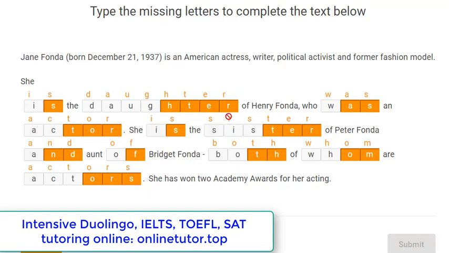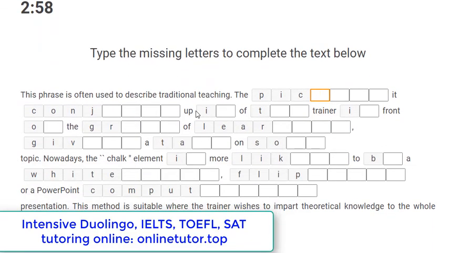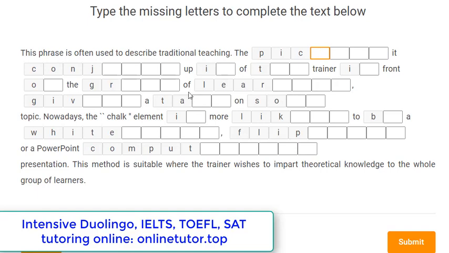Yes, very nice. Okay, let's go to the second text for today. So, they say that it is hard level. Okay, we will see now. I mostly tend to believe that it's a medium level, not a hard one. But, okay, let it be. So, as usual, we look attentively at the first sentence. Let's read it. This phrase is often used to describe traditional teaching. You see, teaching. So most probably our text will be about teaching, which is very nice, because we can define the topic, the message of this text. We can also have a look at the last one.